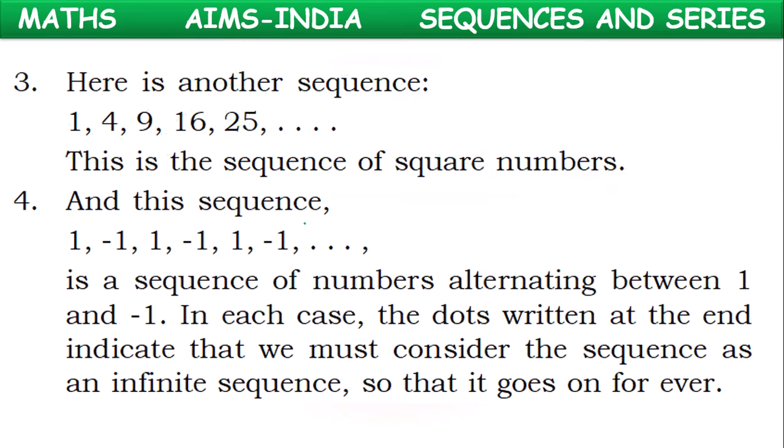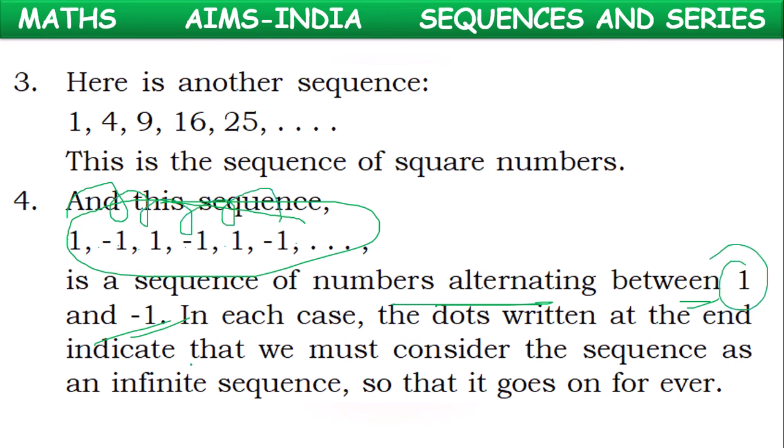Or if you see another sequence, 1, minus 1, 1, minus 1, 1, minus 1. This is also a sequence alternating between 1 and minus 1. First 1 will come, next minus 1, next 1, next minus 1. Like that, 1 and minus 1 will alternate.